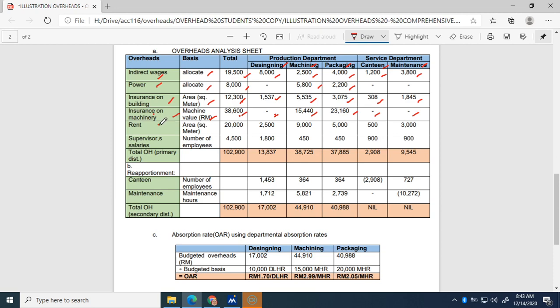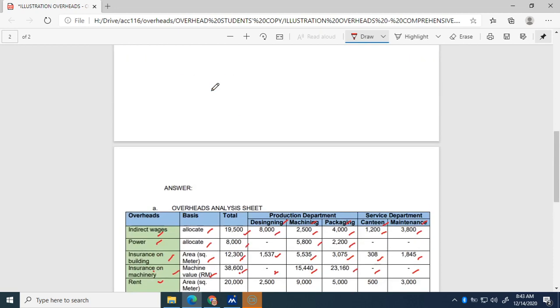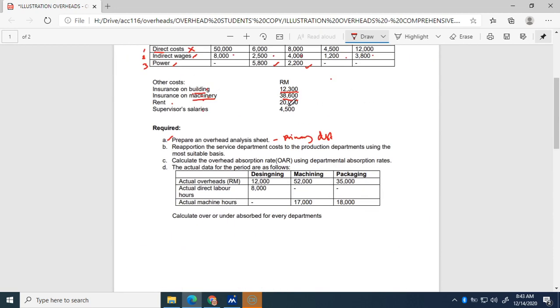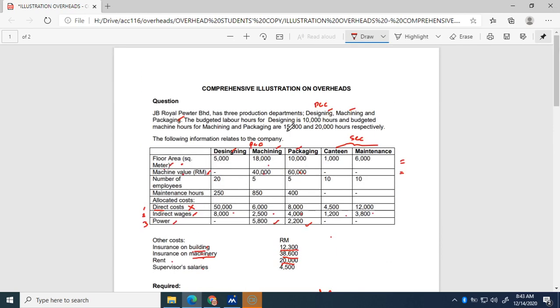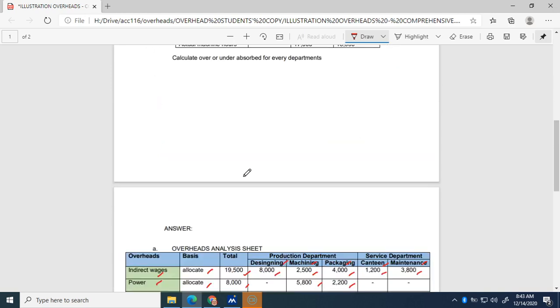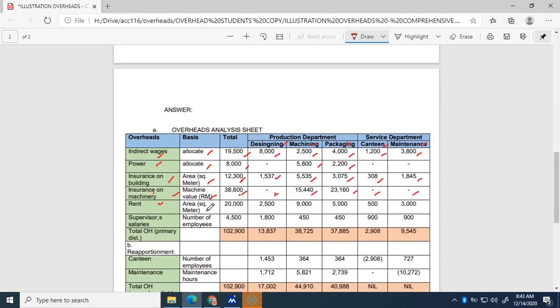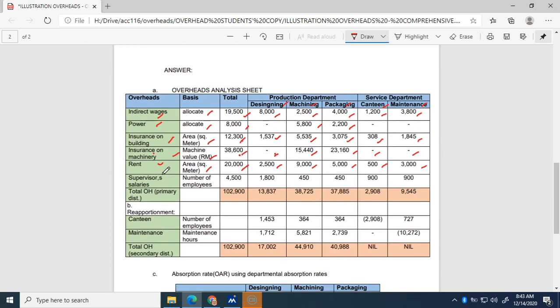Okay, the next one is rent. Okay, rent. How much? 20,000. So the most appropriate basis for the rent will be floor area. Okay, using floor area as a basis, we have 20,000 should be apportioned to designing 2,005, machining 9,000, packaging 5,000, canteen 500, maintenance 3,000.